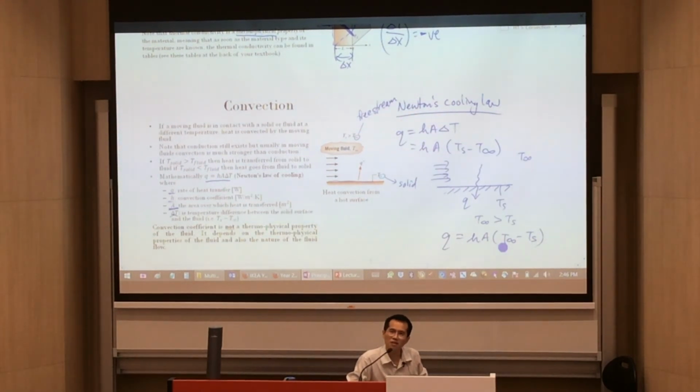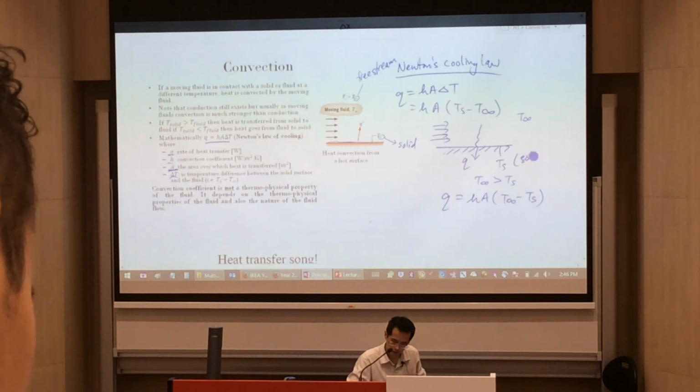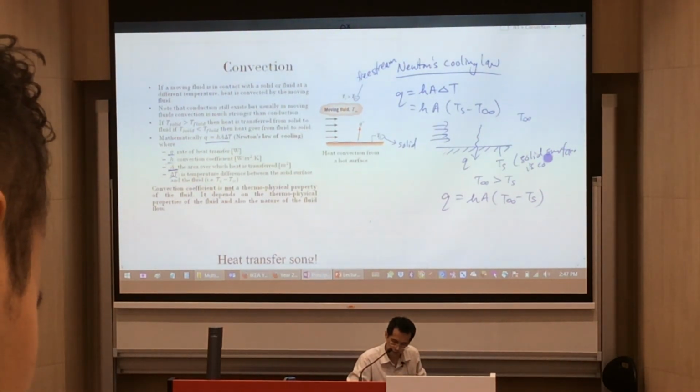So what I'm saying here is that you have to look at the set of problems that's given to you. Which one is hotter? Which one is colder? If you're required to find the convection, that temperature difference, you always take the hotter minus the colder one, or the higher temperature one minus the lower temperature one. Okay. So this is a case where the solid surface is cold.